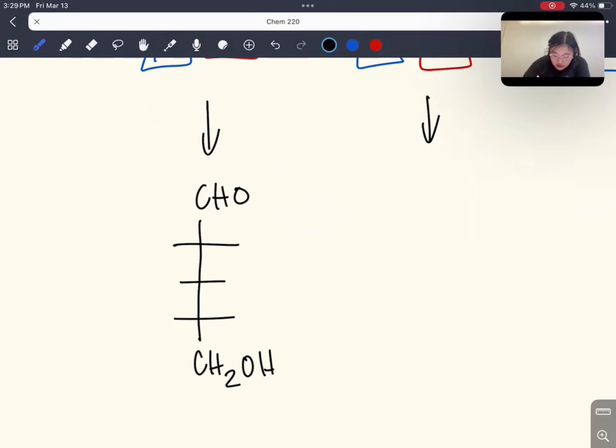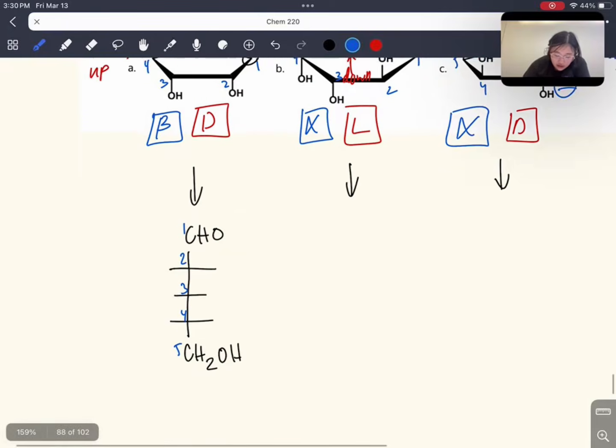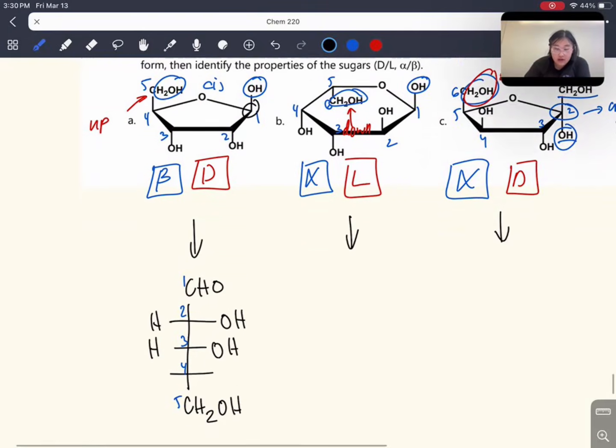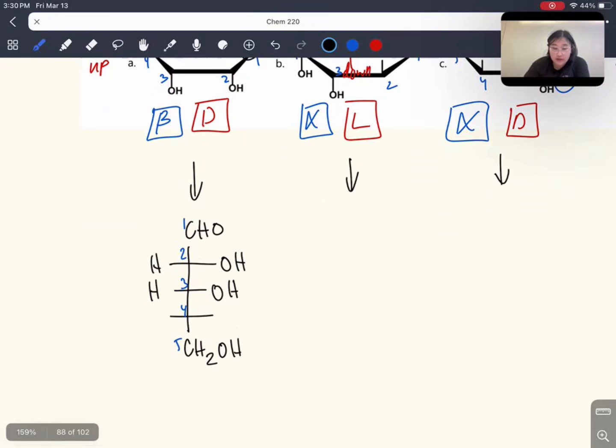So if I number my carbons, I have 1, 2, 3, 4, 5. Then you have to remember if your OH group is pointing down, that means it's on the right side. If it's pointing up, it's on the left. Since on carbon 2, our OH group is pointing down, it will be located on the right. On carbon 3, our OH group is also pointing down, so it's located on the right. Since our CH2OH group is pointing up, that means it's a D sugar. For D sugars, our OH group on the bottommost chiral carbon will be located on the right. And so that would be the linear form there.